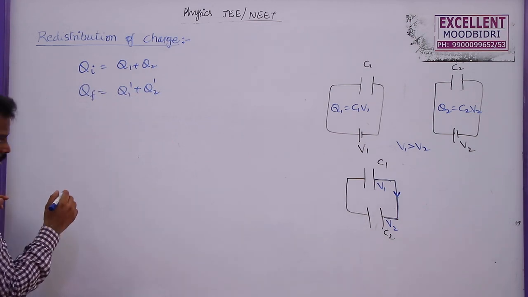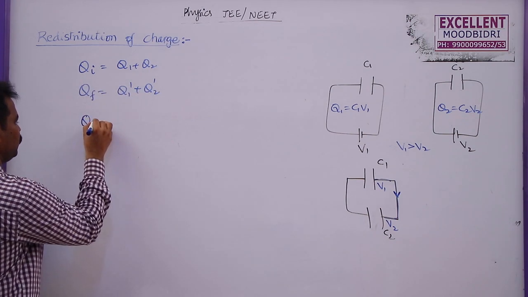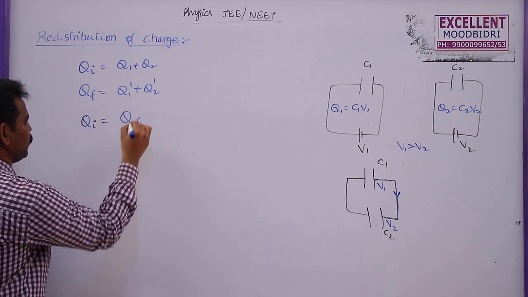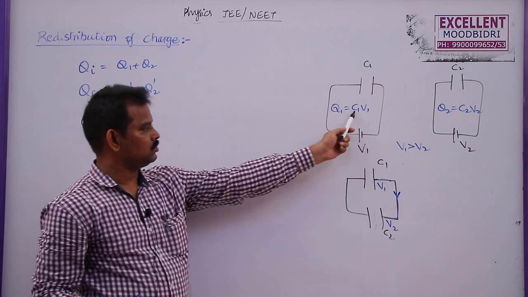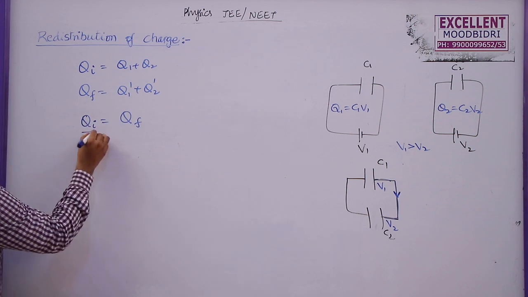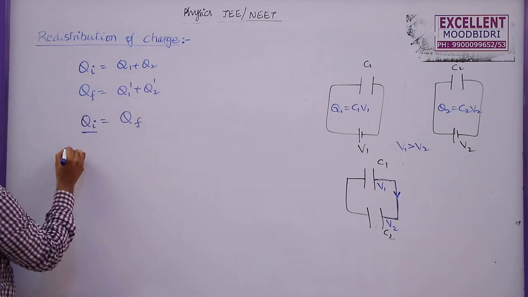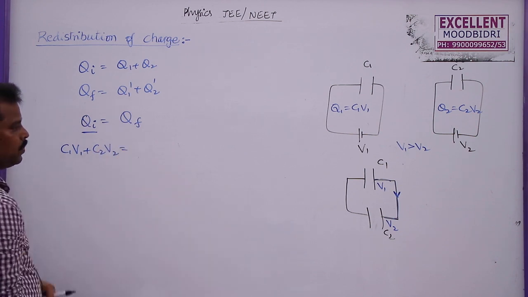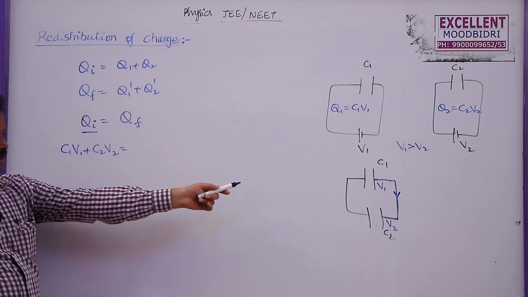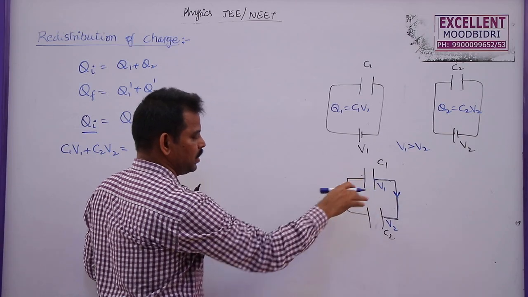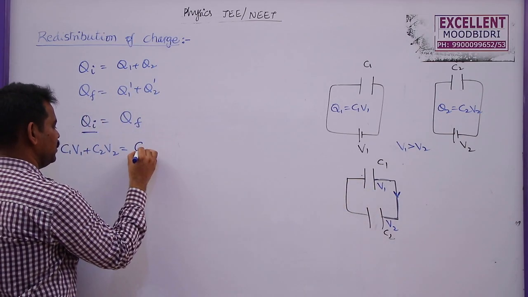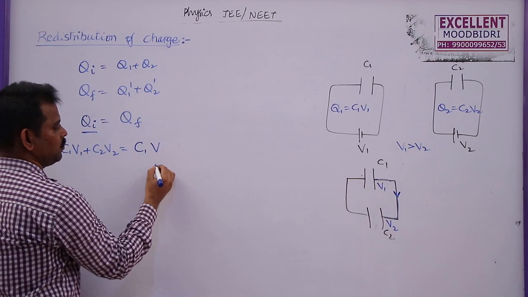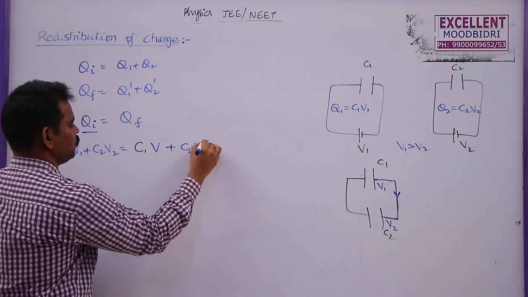So from this we can write that Q initial is equal to Q final, but Q is equal to CV. So what is the total charge before connection? This is C1V1 plus C2V2. So what is the charge on the first capacitor after connection? Capacitance remains the same, the potential will be V, plus C2V.